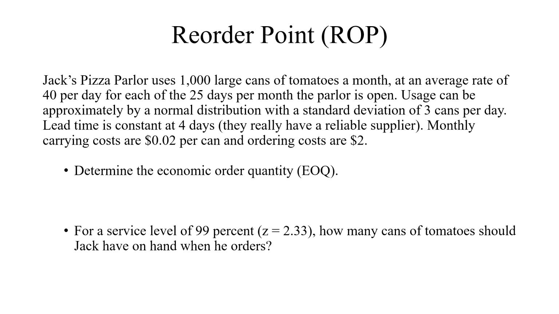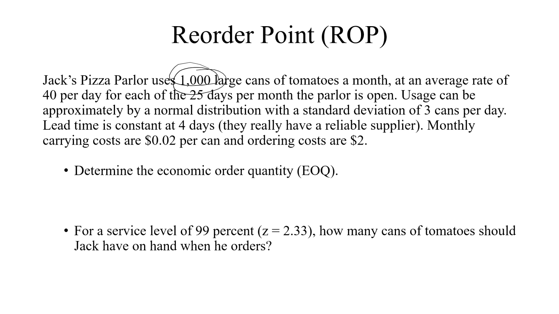All right, this is number 3. Okay, so we have 1,000 cans of tomatoes a month, 40 per day for each of the 25 days. Usage can be approximated by a normal distribution with a standard deviation of 3 cans per day. Lead time is constant, and then we have our carrying cost and order cost.